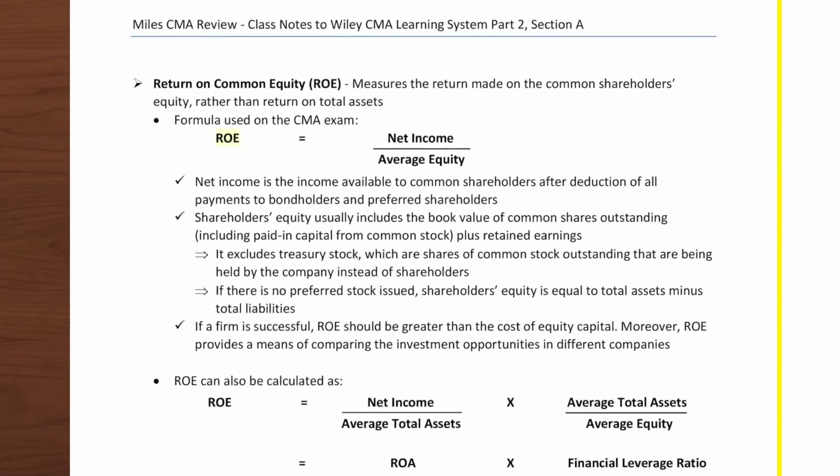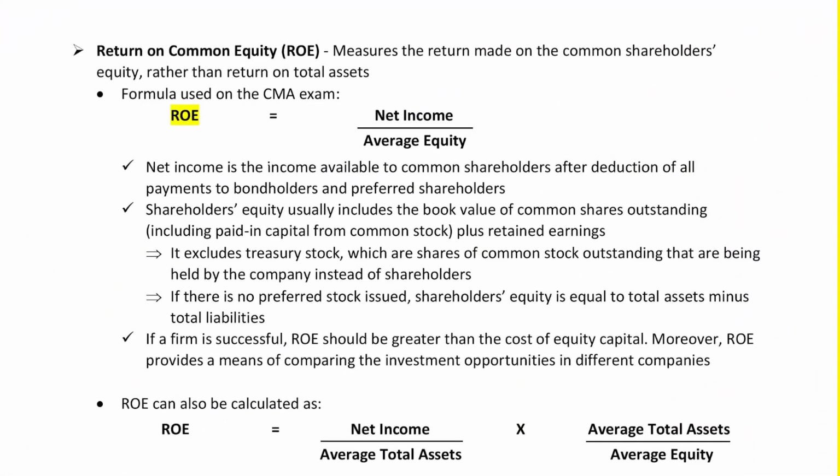Highlight ROE. So that's return on equity. So look at the formula. The numerator is net income, the denominator is average equity. So for the numerator, equals return. On the denominator, circle equity. So we're looking at return on equity.